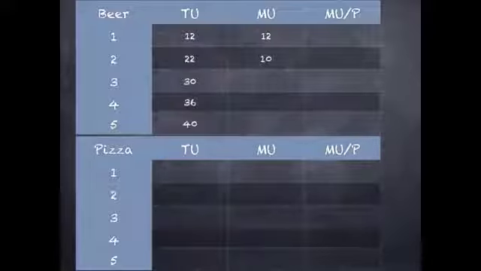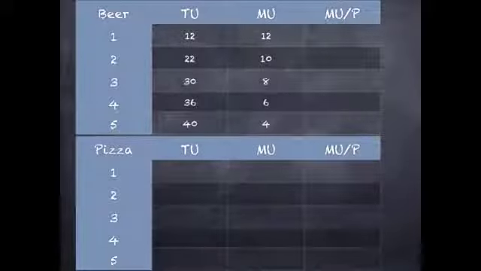And we can go through and do that. We go from 12 to 22, so the marginal utility of the second beer is equal to 10. We go from 22 to 30, and marginal utility there is equal to 8. 30 minus 22 gives us the 8. And we can keep doing that for each successive unit.